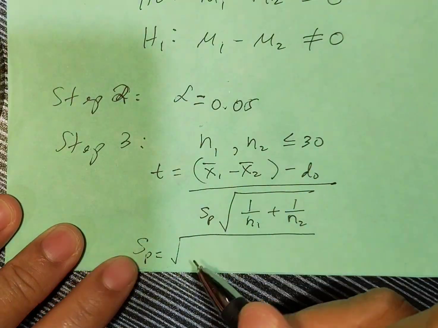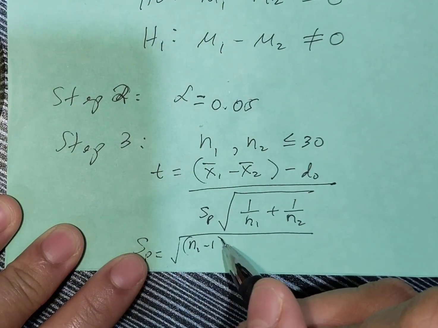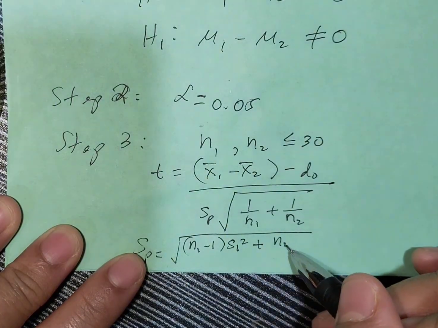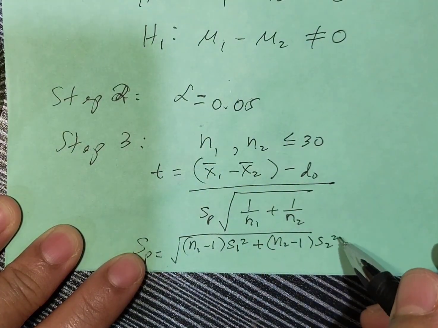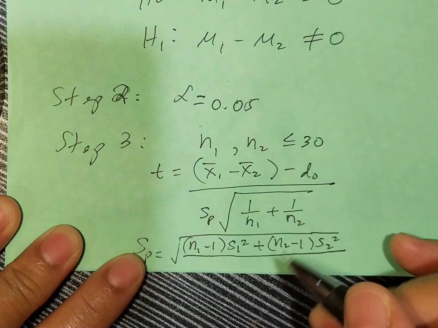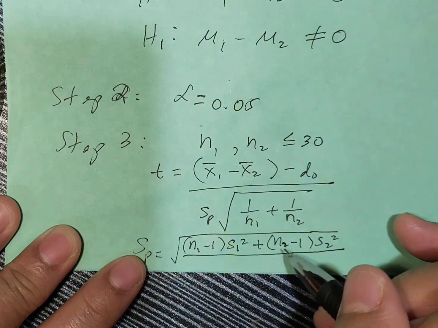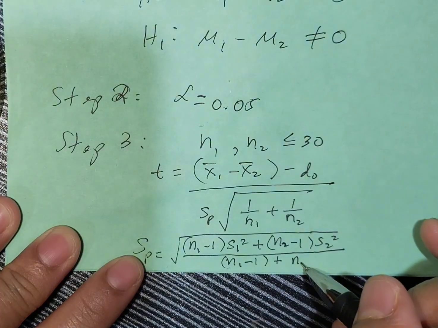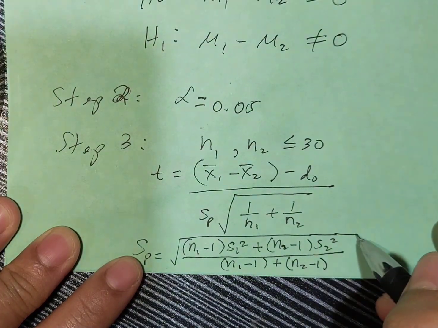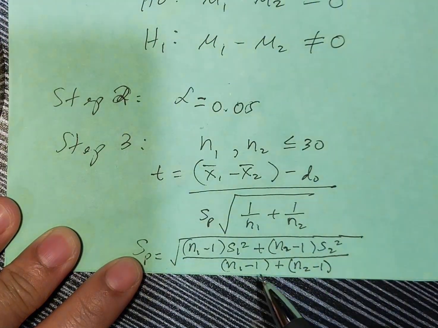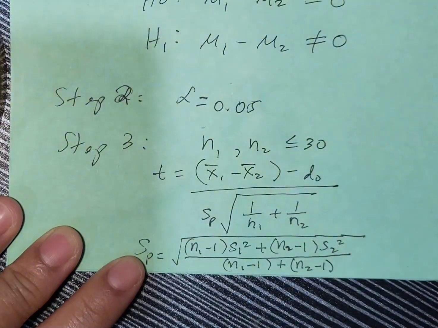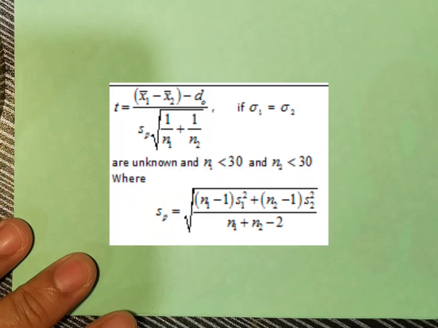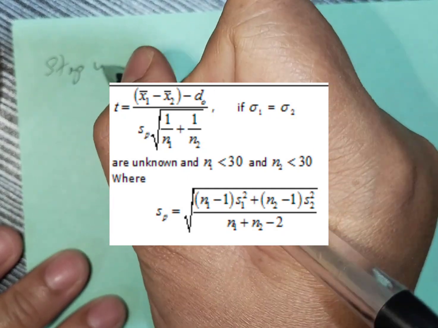This is the square root of n1 minus 1 times the variance of the first group plus n2 minus 1 times the variance of the second group, all over n1 minus 1 plus n2 minus 1, or this is expressed as n1 plus n2 minus 2, which is the degrees of freedom of our test statistic. Okay, let's go to step 4.